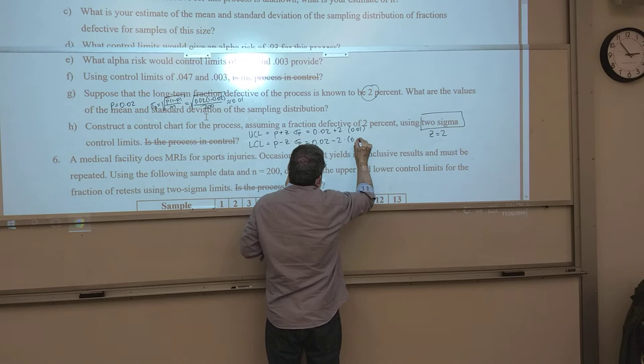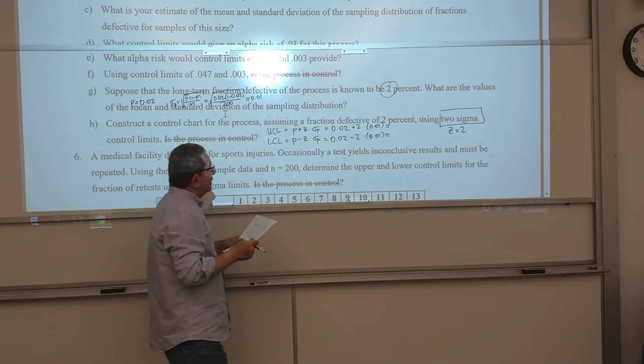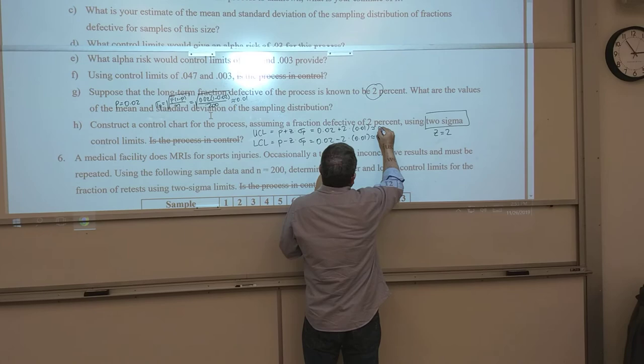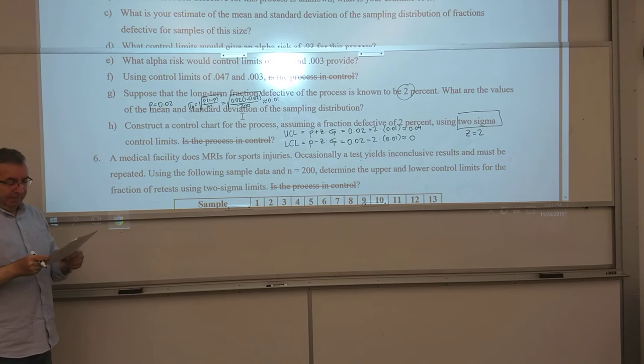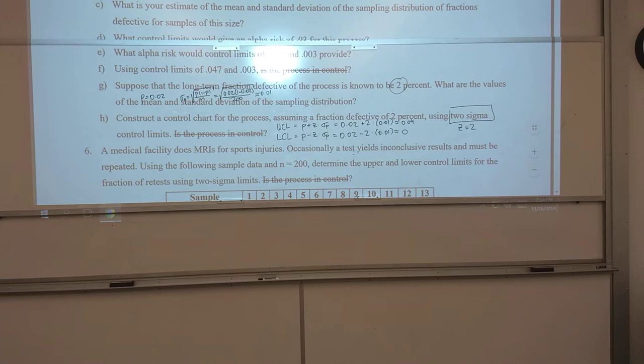And so, roughly, this is going to be the lower control limit. It's going to be 0.04. Yeah, so is everybody clear on this?